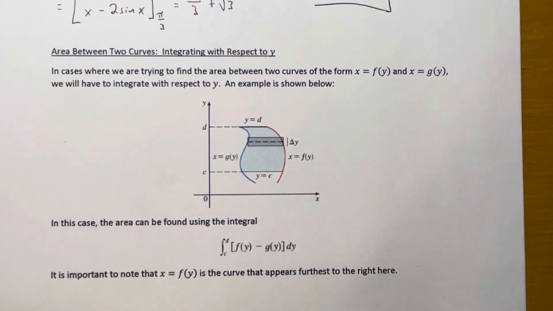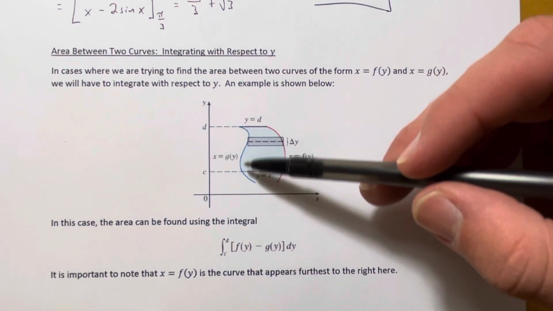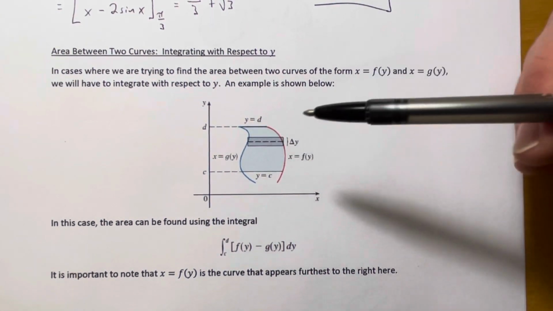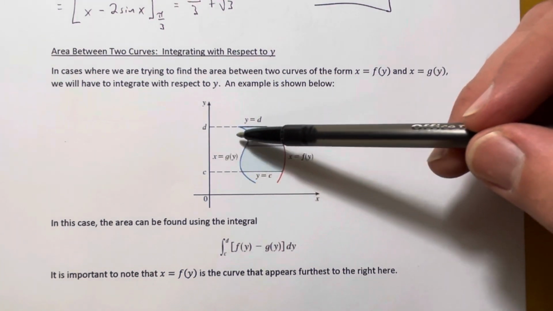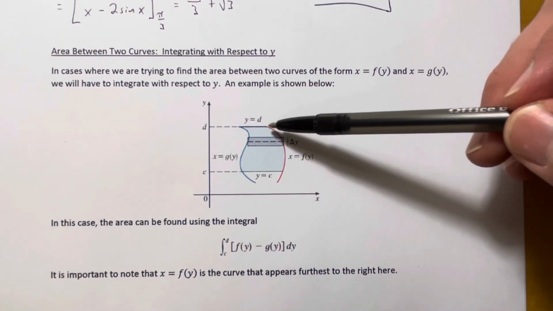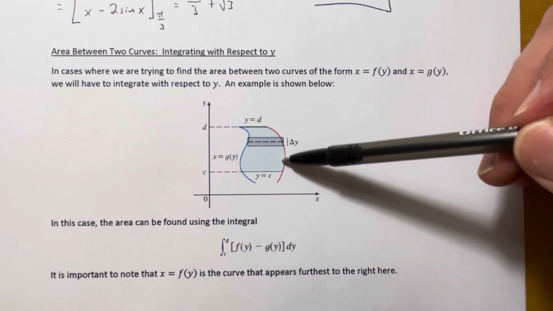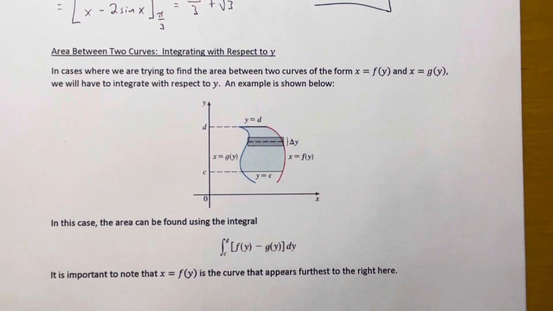In fact, sometimes it's more convenient to think of y as your independent variable and x as your dependent variable, in which case we would be thinking of x as a function of y. And in those cases, we get curves kind of like the ones shown here. So I have x equals g of y, giving me this blue curve, and x equals f of y, giving me this red curve. And I may want to find the area between those two curves.